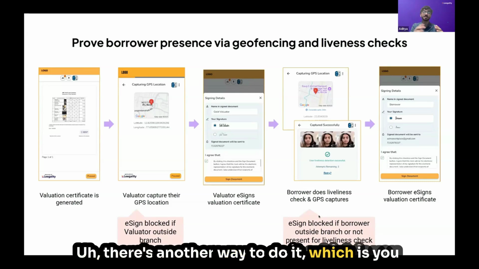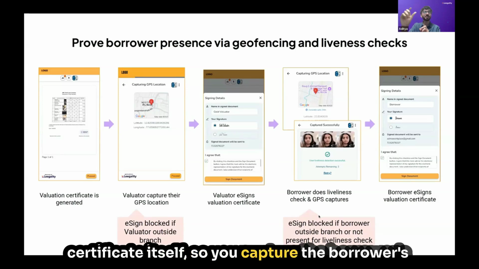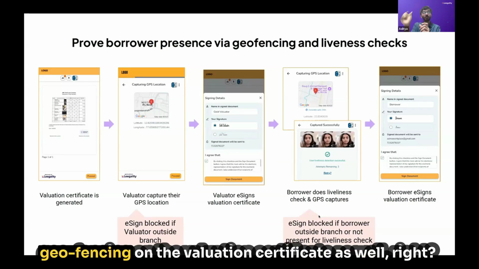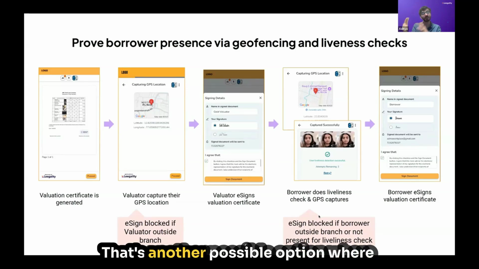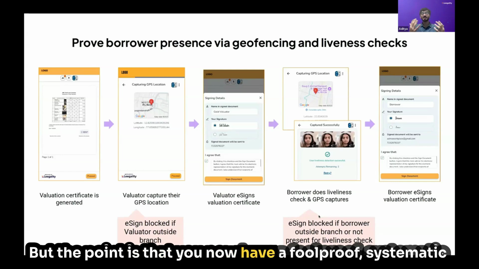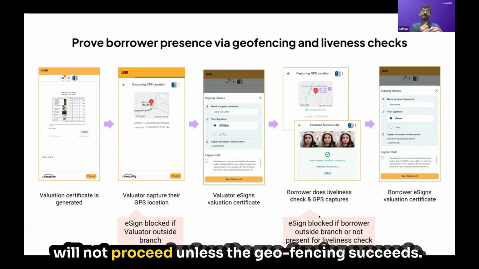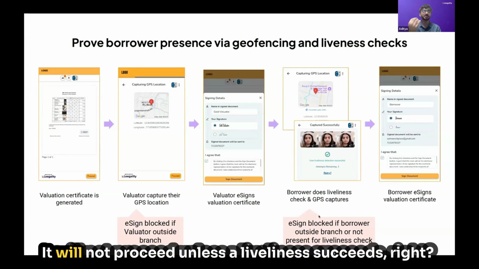There's another way to do it, which is you make the borrower digitally initial the valuation certificate itself. So you capture the borrower's geofencing on the valuation certificate as well, right? That's another possible option where you can have all of it in one audit trail. But the point is that you now have a foolproof systematic way of doing it, because ultimately the process will not proceed unless the geofencing succeeds. It will not proceed unless the liveliness succeeds, right?